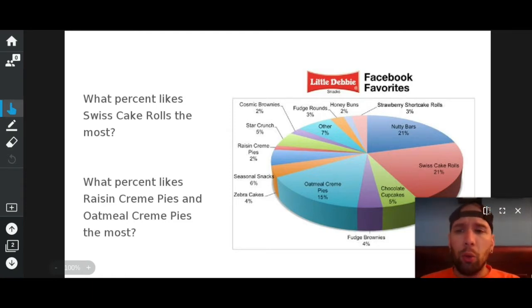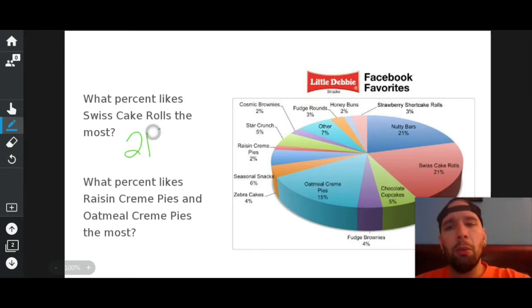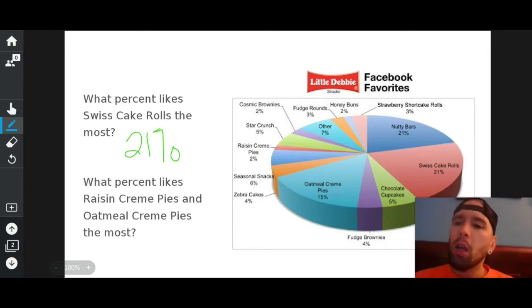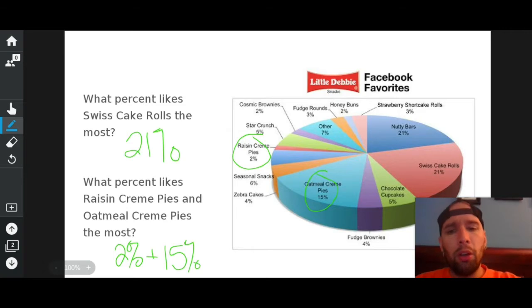What percent like Swiss cake rolls the most? Swiss cake rolls. There you are. 21% likes Swiss cake rolls. Simple. It's supposed to be a percent. What percent likes raisin cream pies? Raisin cream pies, 2, and oatmeal cream pies the most. Well, that's 2% and 15%. And last time I checked, 2 plus 15 is 17. So 2% plus 15% is 17%.